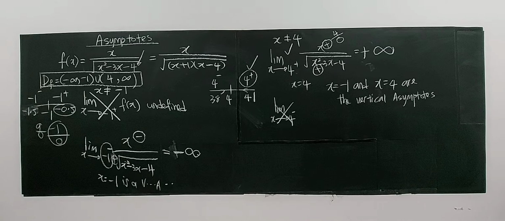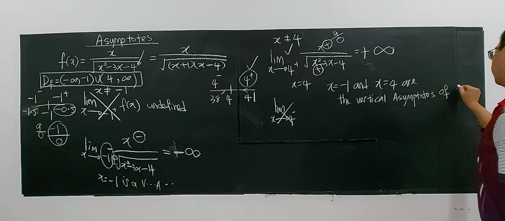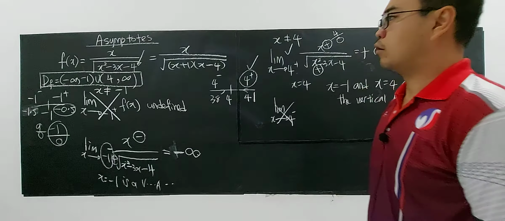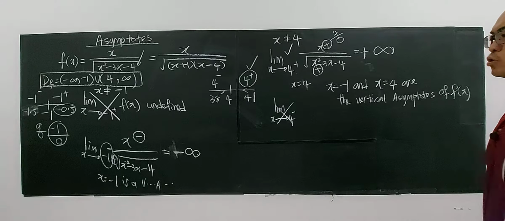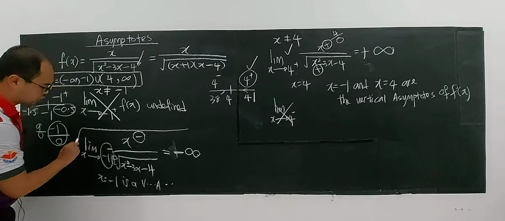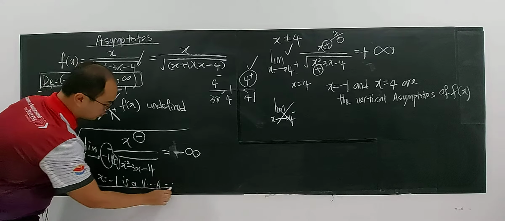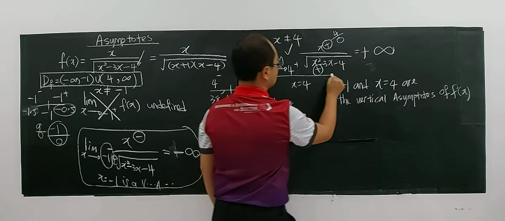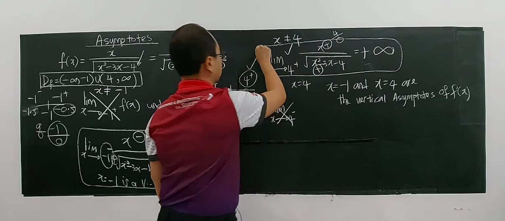x equals negative 1 and x equals 4 are the vertical asymptotes of f(x). In the same video, I'm going to talk about horizontal asymptote as well. But you have to jot this down because I will draw a graph to show you how the graph goes. These two pieces of information are very important. They tell what happens to the graph.